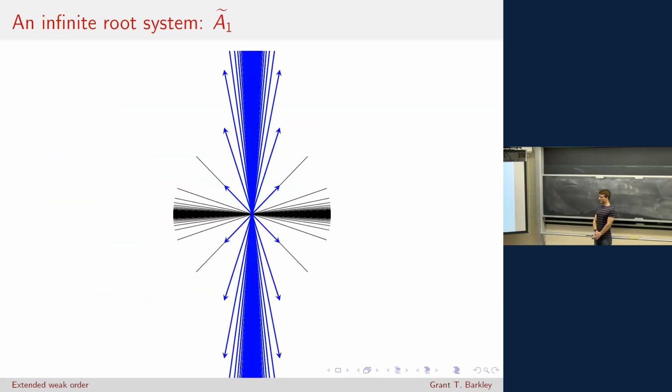So here's an example of an infinite root system. This is called the affine A1 root system. To denote an affine root system, there's a tilde over the letter. So whenever I say affine letter, I just mean put a tilde over the letter. I'll define this for you later, but this is what it looks like. And again, the blue arrows are the roots, and the lines are the Coxeter arrangement.